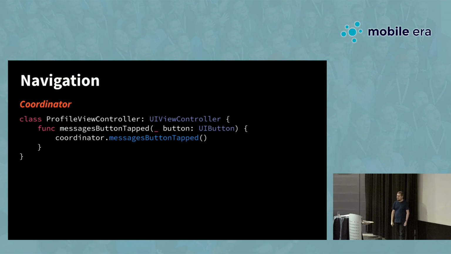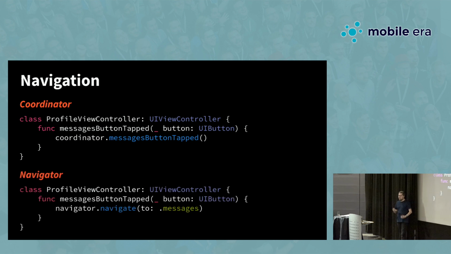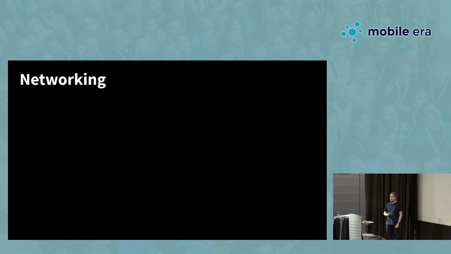But if we don't want to use coordinators, and maybe we don't have a linear flow, which coordinators are great for, we might need another abstraction. For example, we could implement a navigator, where we have a navigator that gets injected into our view controller, and then we have an enum that defines different destinations that this navigator can navigate to. So we can just call it and say, hey, navigator, can you please navigate to the messages screen? And that way, the navigator can contain all of that logic, and we can, again, offload things from our view controller. Now finally, what about networking?